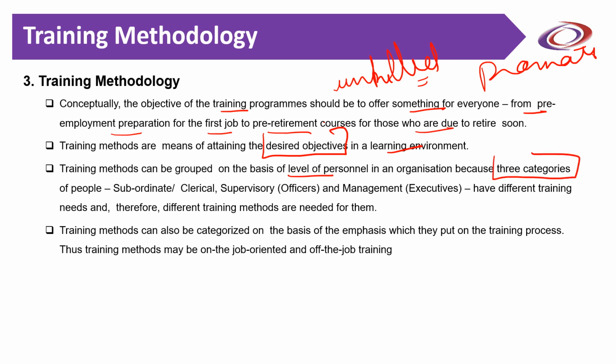So, training methods are a means of attaining the desired objectives in an ongoing learning environment. Training methods can be grouped on the basis of the level of the personnel in an organization, because there are three categories of people: the subordinate level, clerical, then supervisory officers, and then the management, that is, the executives. These levels have different training needs, and therefore different training methods need to be created for them.